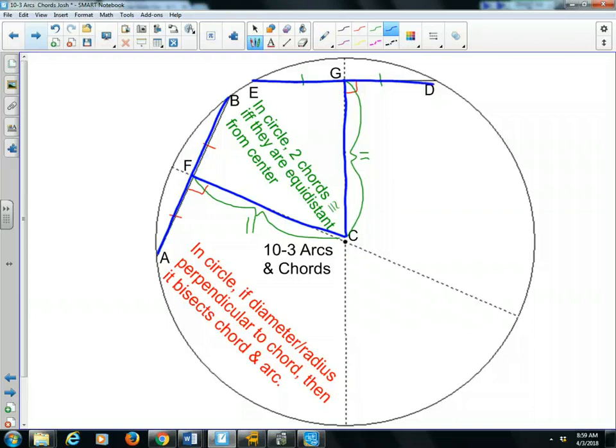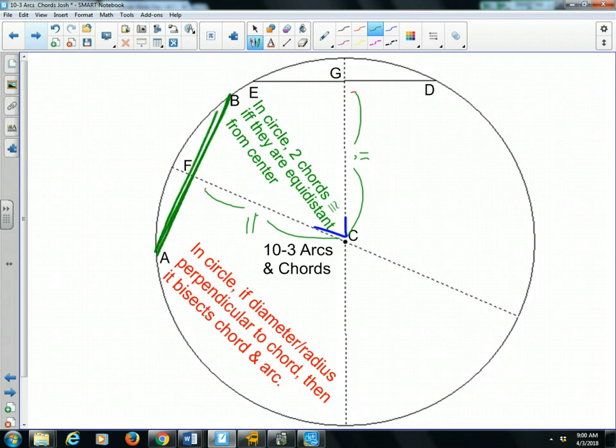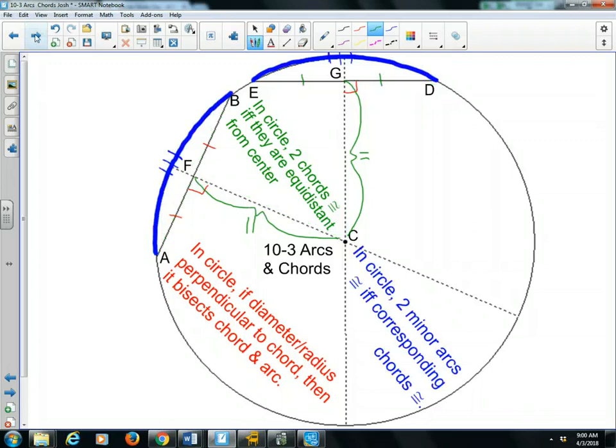Okay? Or we could have said it the other way around because it says if and only if, so that means that the converse is also true. So if we said that this chord is equal to this chord, then they are both the same distance away from the center of the circle. Okay? So that's our second circle book property.